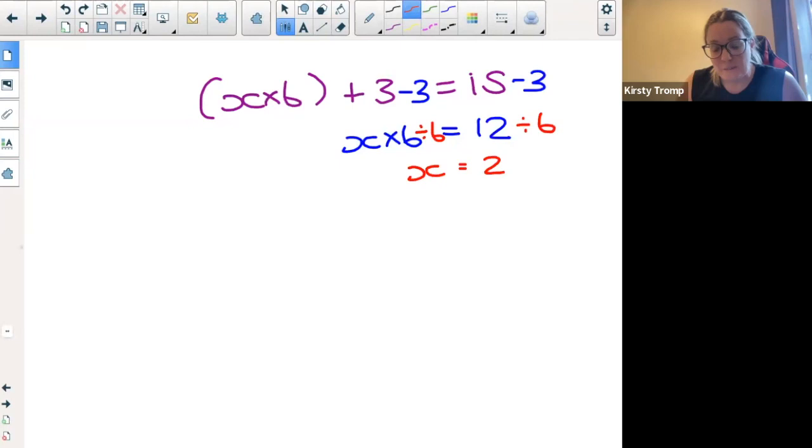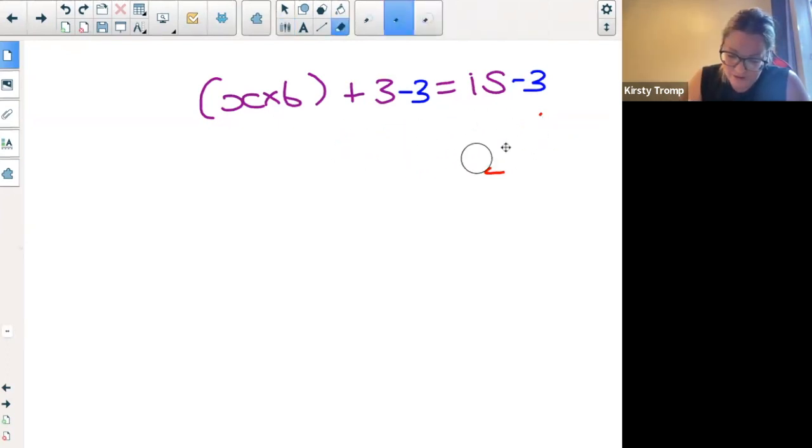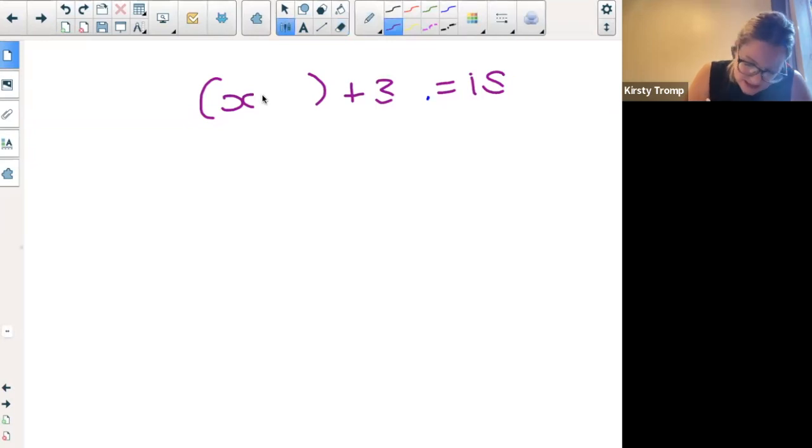Ma'am, like what if in brackets was x divided by 6? Oh, so it was like this instead. Okay, hold on. I get you. So it was x divided by 6, like that. Yes, ma'am. Okay, so it's a different sum.